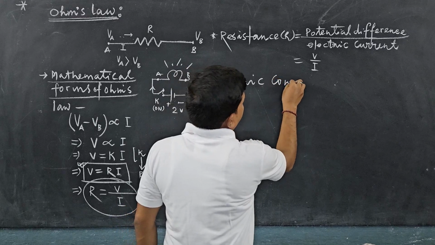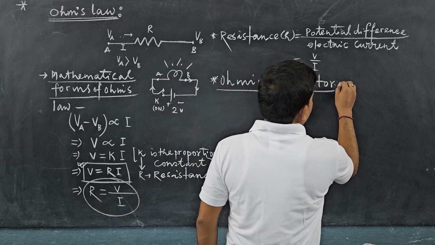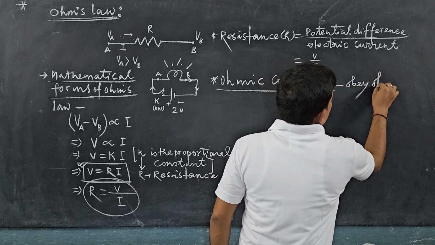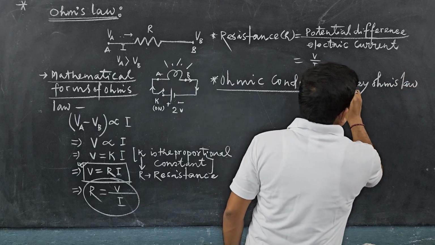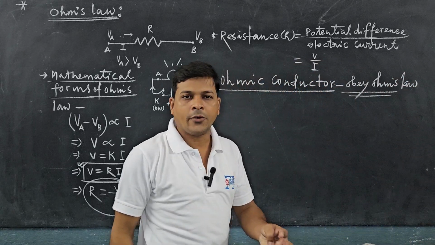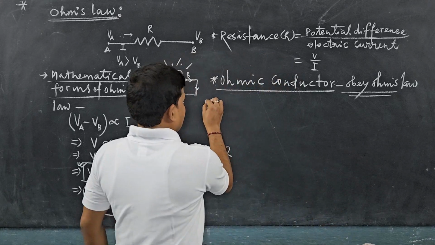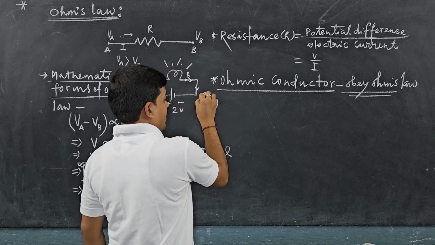So Ohmic conductor means they obey Ohm's law. In general, all the metallic conductors obey Ohm's law. Copper wire, silver wire, aluminium wire, etc. But this is not important for our board exam. But this is very important.